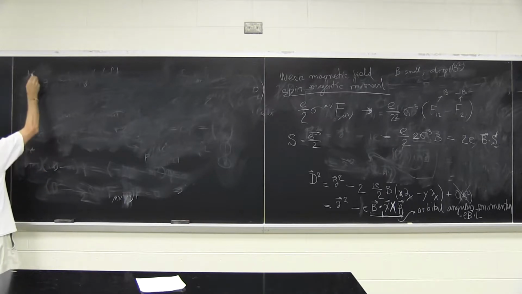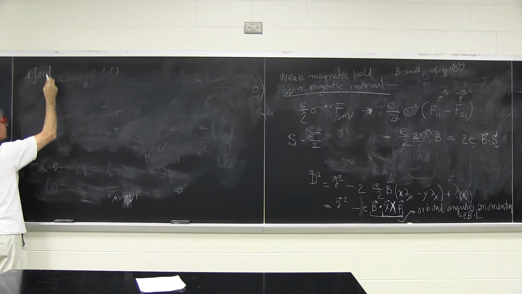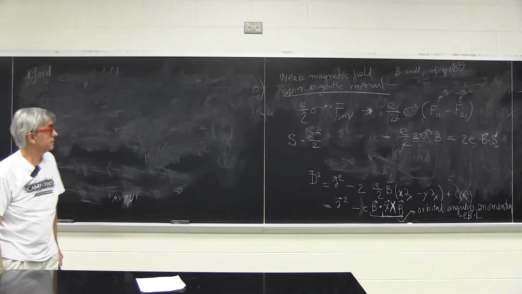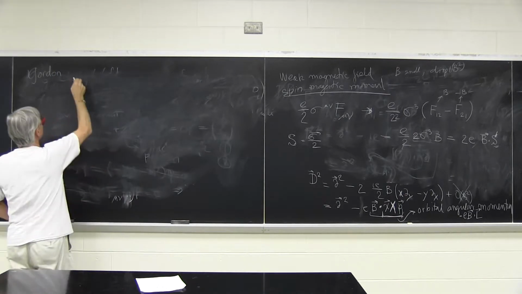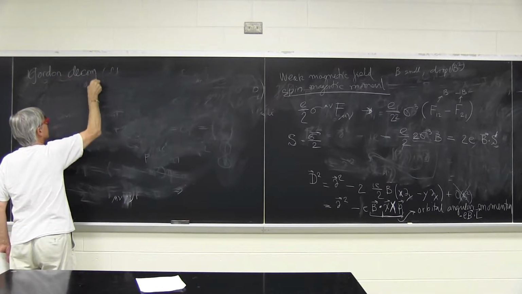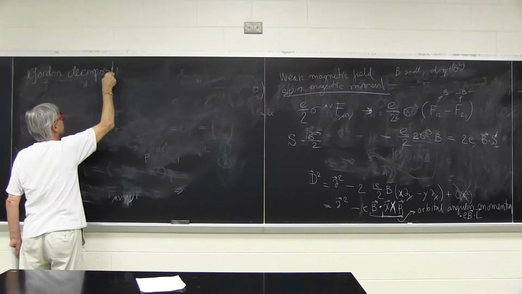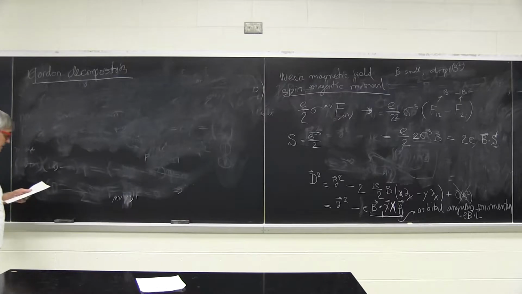And that's called, and I forget if it's Gordon or Gordon. Let's say it's called Gordon decomposition. This could be A. So it's just a very simple identity, but it's very convenient.